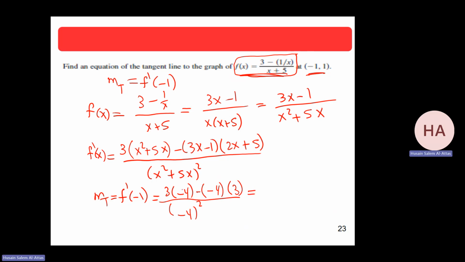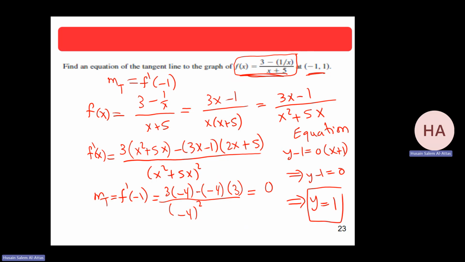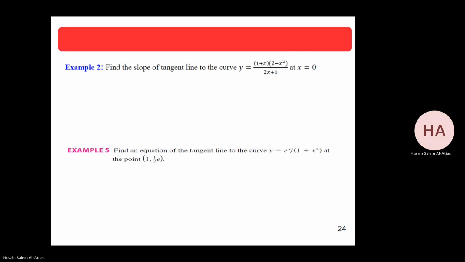What will happen here? I have minus 12 plus 12. That will be 0. So the slope is 0. So it will be the equation. The equation will be y minus 1 equals 0 times x plus 1. So that means y minus 1 equals 0. So the equation will be y equal 1. That will be my tangent line, which is a horizontal tangent since the derivative is 0.